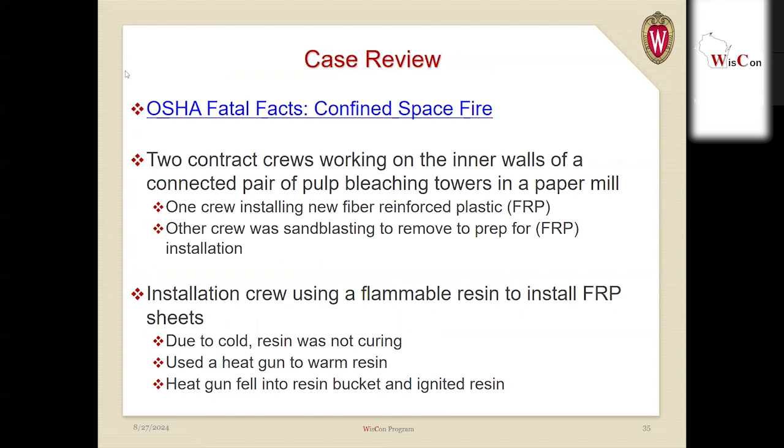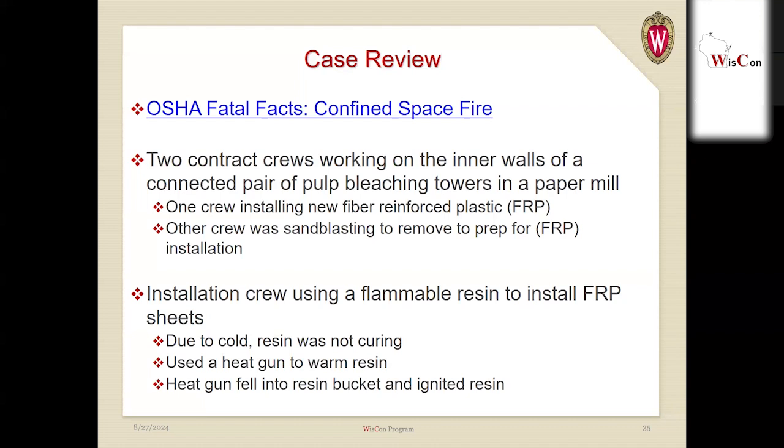So the next piece that we're going to do is review a case study that was published by OSHA's Fatal Facts. This is focusing on a confined space fire that resulted in two fatalities. We're just going to walk through the situation, what happened, what could have been done differently, and things that could be done moving forward.